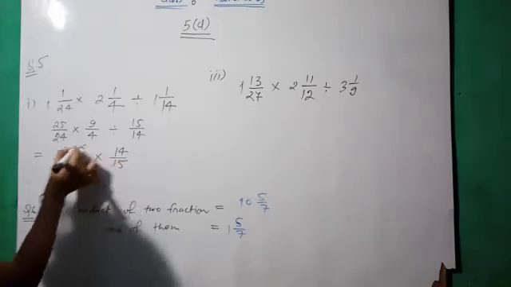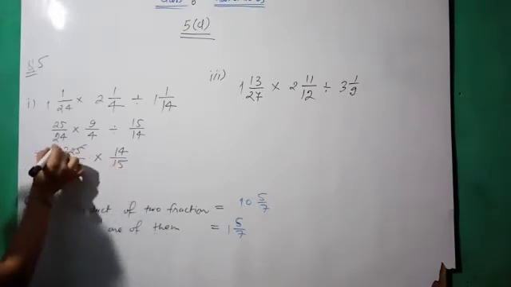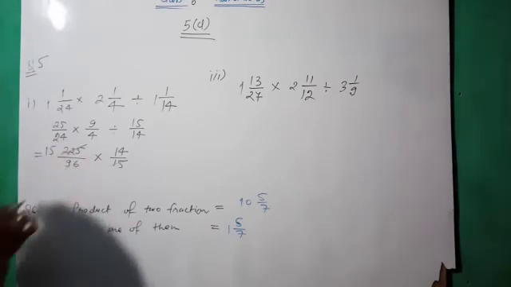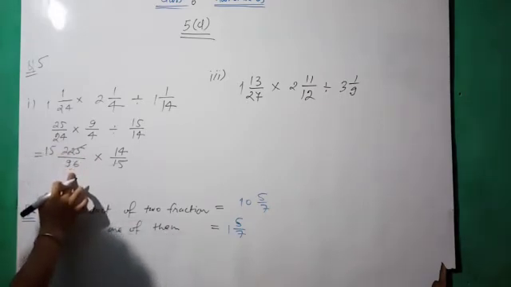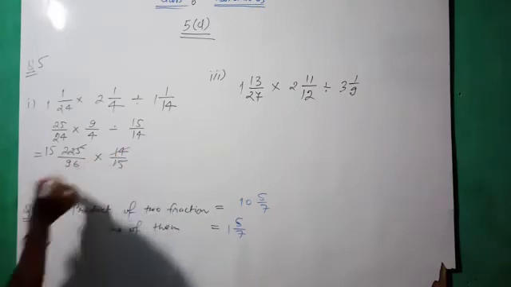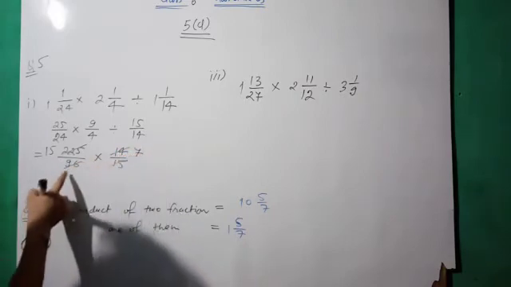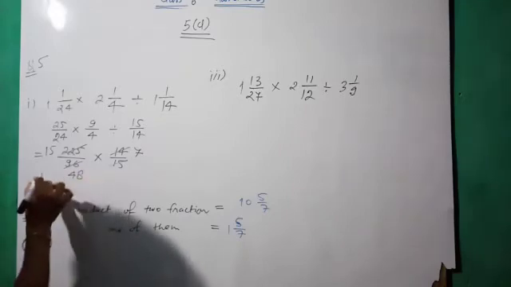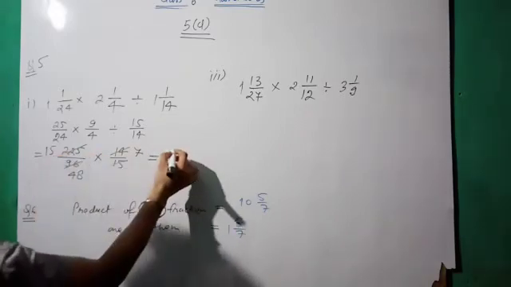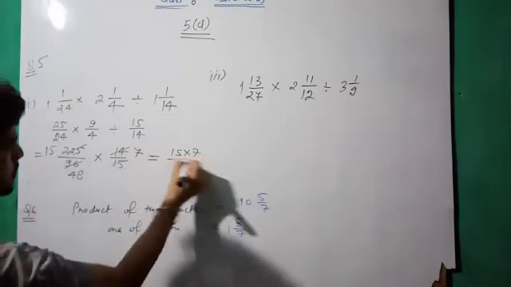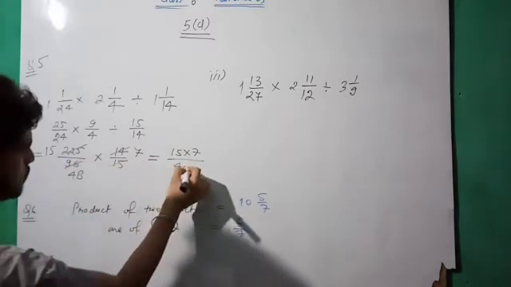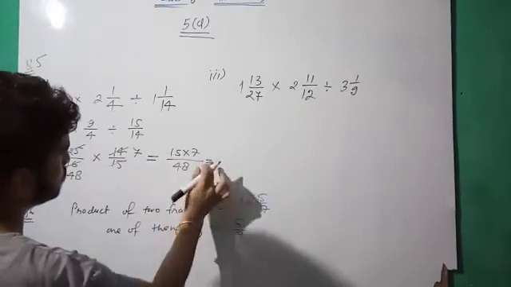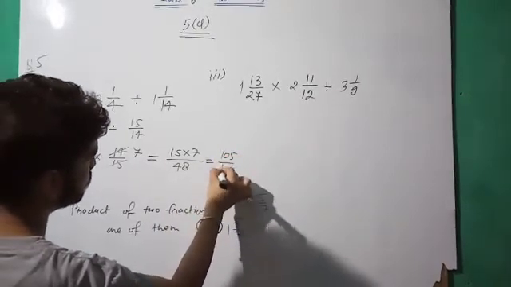Cancel 15 with this. 15 ones are 15, 7 fives are 75, so 15 cancels with this. Now 96. Okay, 14 cancels with 2, 7 and 2, this is 48. So the answer is 15 into 7. Okay, 15 into 7 upon 48 into 1, that is 48. So the answer is 105 upon 48.